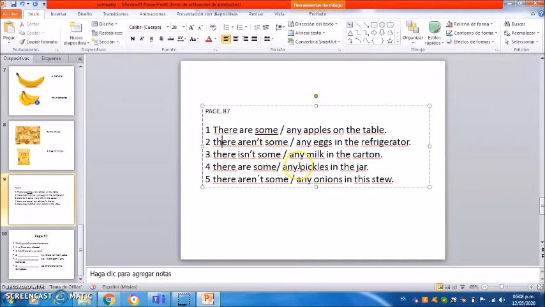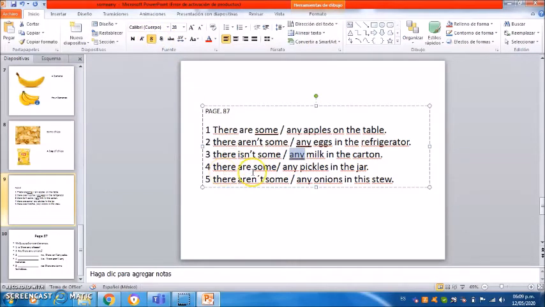There aren't some or any eggs in the refrigerator. They are saying aren't, negative, 0. That means no, we are going to use any because we have 0, nothing. In the number 3, there isn't some or any milk. Remember, milk is because it's one bottle of milk or one carton of milk. And we need to check, isn't, 0, negative. That means we're going to use, that's correct, any milk in the carton.